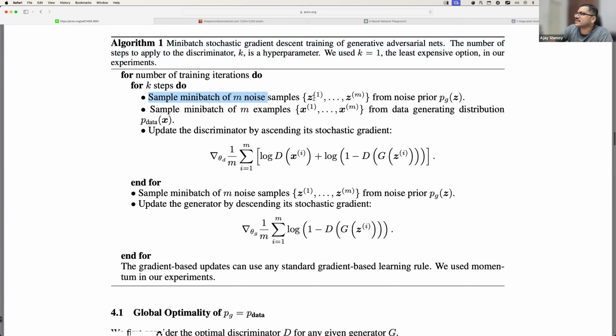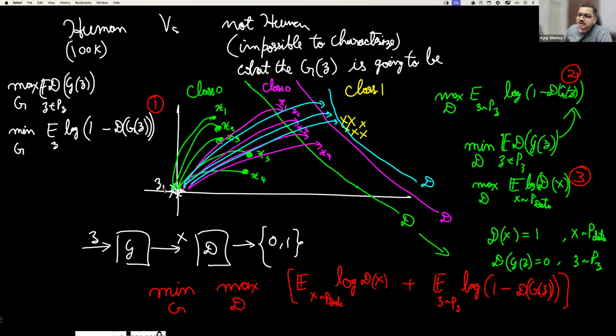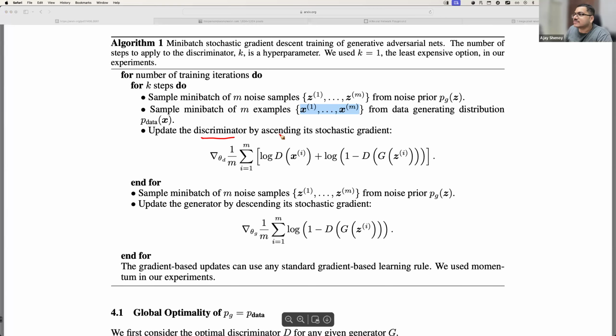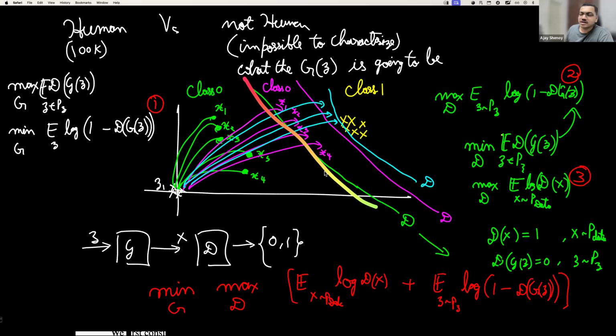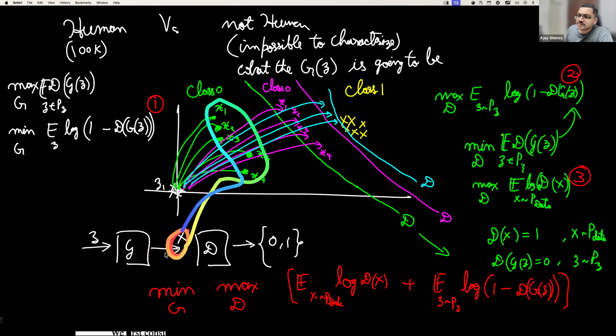You sample a bunch of Zs and sample a bunch of actual data. Let's start the story here. You sample a bunch of Z, which essentially gives you g of z, which I've written as these xi's here, and then a bunch of the actual data that you have. Update the discriminator by ascending its stochastic gradient. Notice that from the loss function, he's only looking at the D part of it. In my explanation, I said draw this line is the first step. First, randomly generate these samples via the first part of the neural network. These are nothing but these points here.